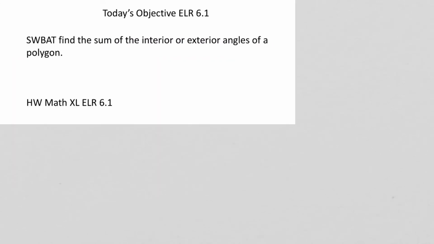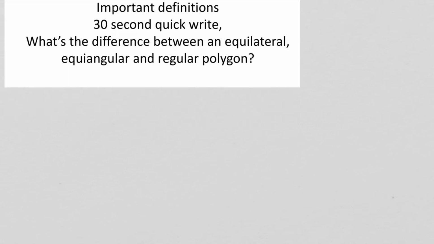All right, so today's objective is ELR 6.1. Students will be able to find the sum of the interior or exterior angles of a polygon. I just gave you the formula for the interior angles, which you already have written down, but we're going to go over it again, and we're going to talk about exterior angles. Once you've copied these notes down and submitted them to the Google Classroom, your homework is Math Excel 6.1. All right, so 30 seconds, pause this video.